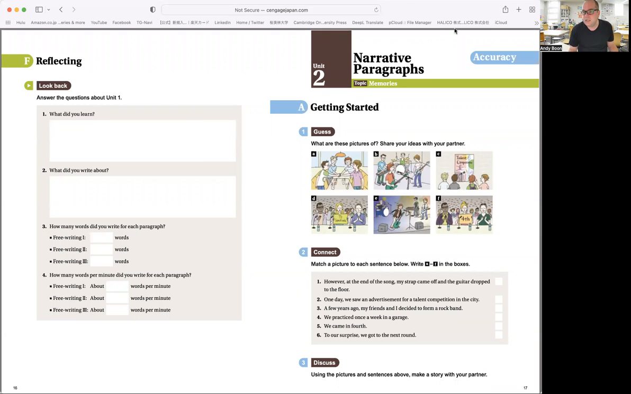Now, section E in the accuracy units is called completing the draft. And here they look at another model paragraph, but this one has 10 mistakes in it. Now, when I wrote the textbook, I used my years of experience teaching Japanese students writing, and I've collected a lot of the mistakes that students will make when writing a paragraph, and I've put them in here.